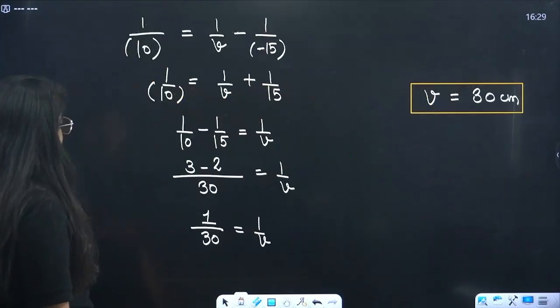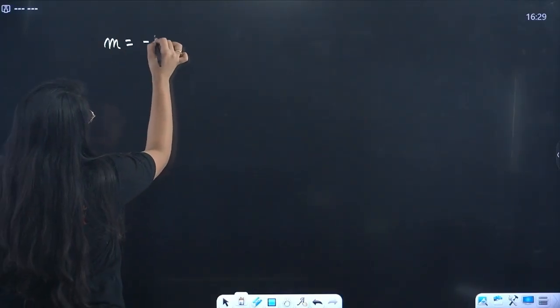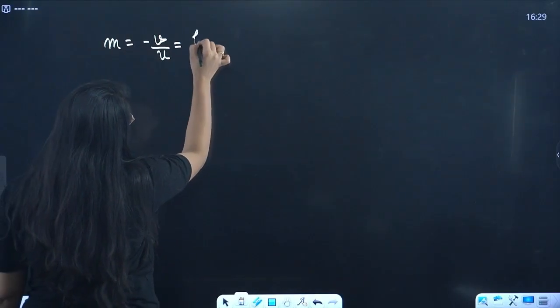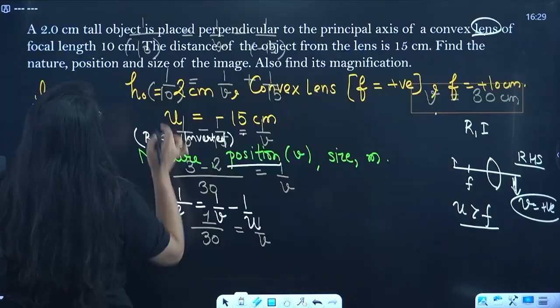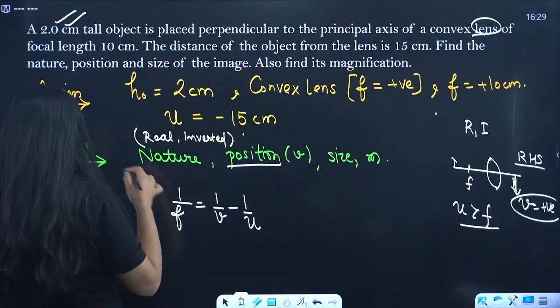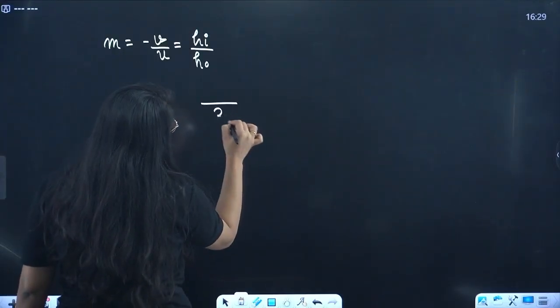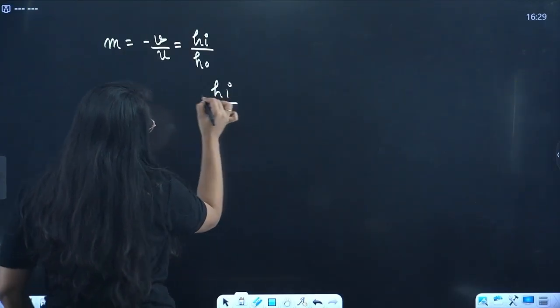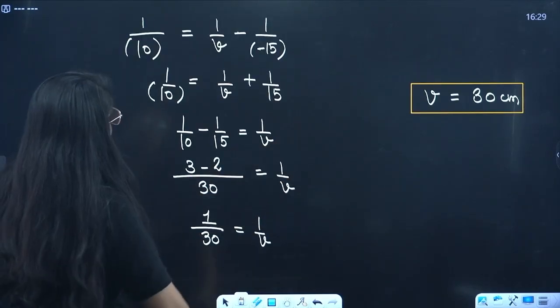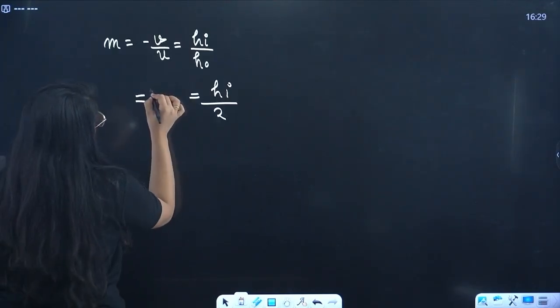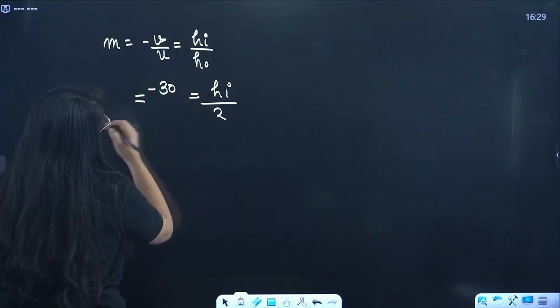Let's find the magnification. Now beta, magnification is simply minus V by U, equal to height of image by height of object. Height of object is given to us, it is 2 centimeter tall. Height of image we have to find. Beta, minus V by U. V is also given, 30 centimeter, and U is minus 15 centimeter.